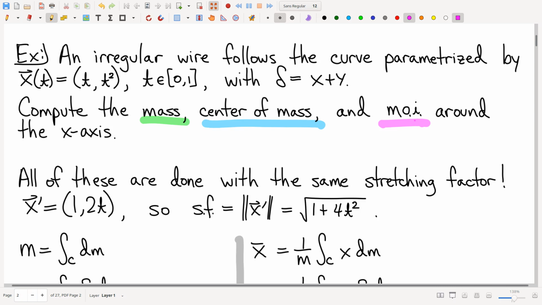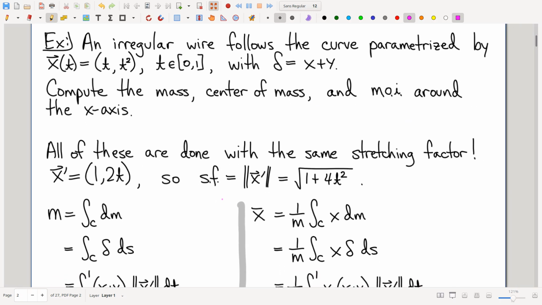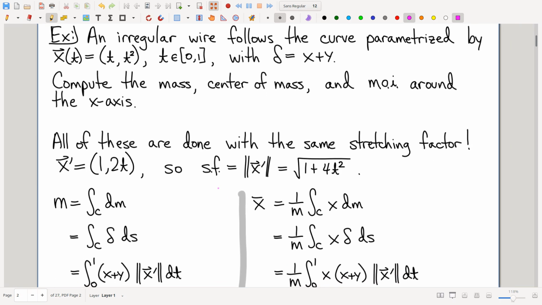All right. Just for dramatic effect, I'm going to compute them all at the same time, just because these computations, as it turns out, have a lot in common. So in particular, how am I going to compute mass? The whole is the sum of the parts. It's an accumulating quantity. And so I get an easy scalar line integral to represent mass.